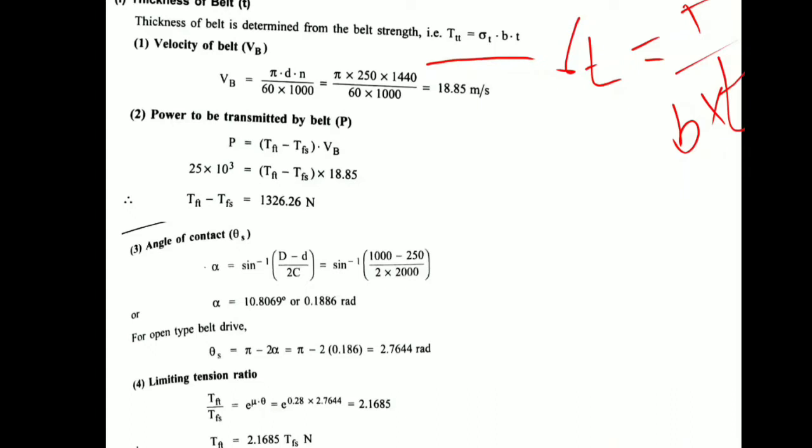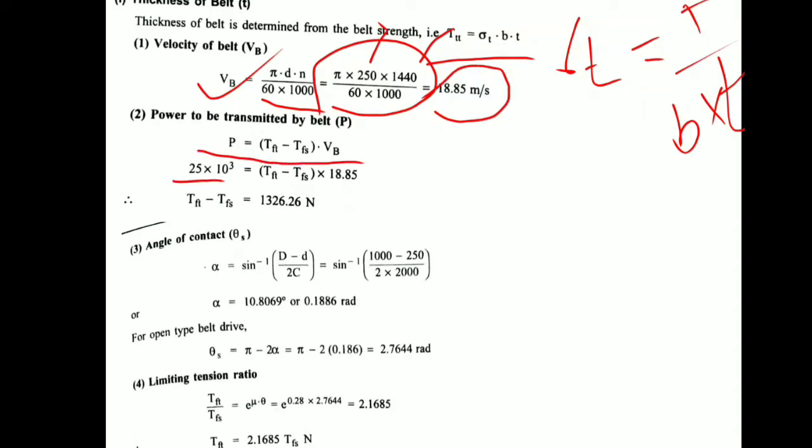How? Check it. First step is the velocity of the belt, pi d n by 60 into 10 raised to 3. Here d is the smaller d because the motor is situated there, that is 250. We have taken 1440 rpm for that, and therefore our velocity is 18.85 meter per second. Then the power to be transmitted, P is equal to (T1 minus T2) into velocity. The power given is 25 kilowatt, so (T1 minus T2) into 18.85. Therefore this equation gives T1 minus T2 as 1326.26.